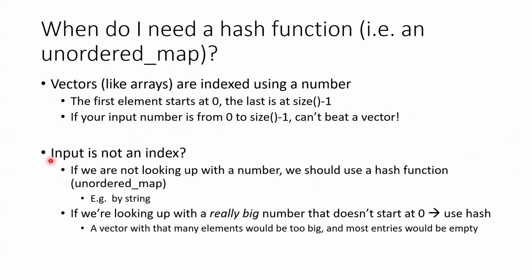In some other cases where the input is not an index, if we're not looking up with a number but with a string, then we should be using a hash function on the map. If we're looking up with a very big number like the OSM IDs, the OSM IDs are enormous because they need to be unique across all of the elements in all of the maps. So there are likely going to be many empty entries if you're using a vector. In that case, use hash.